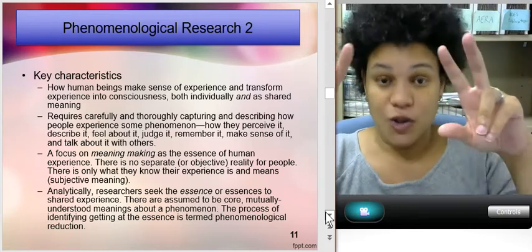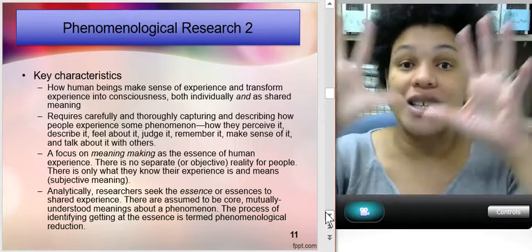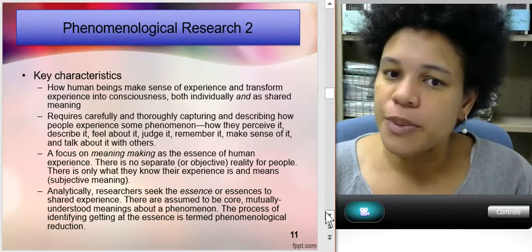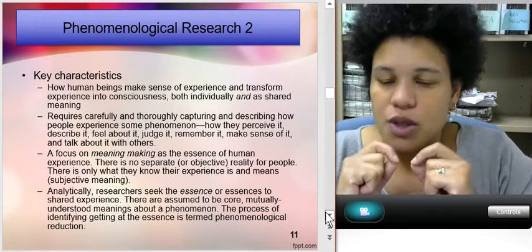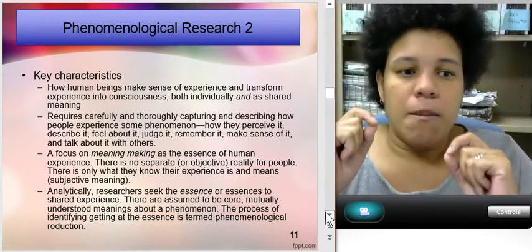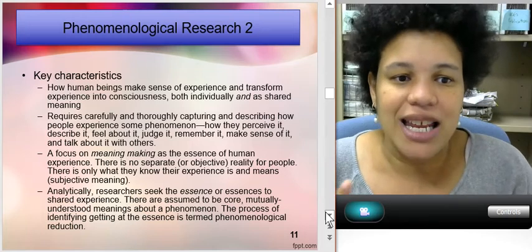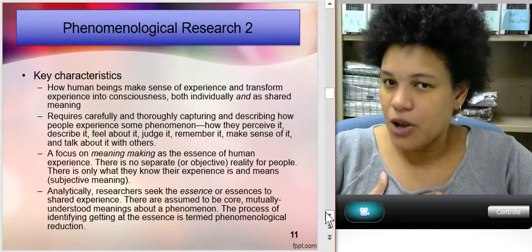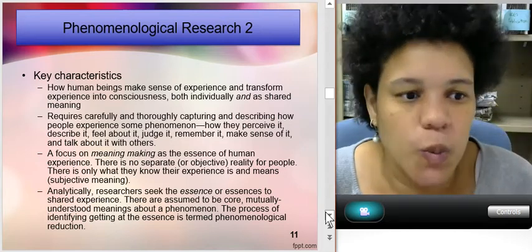That's a very positivistic type of perspective, this objective reality, right? Remember those folks were looking for this universal truth, this objective reality. Here, the phenomenological perspective is that individual people make meaning. Okay, there's not an objective reality. It's like everything is subjective. From my perspective, I'm going to make meaning in a certain way.